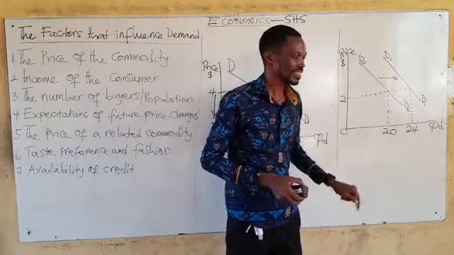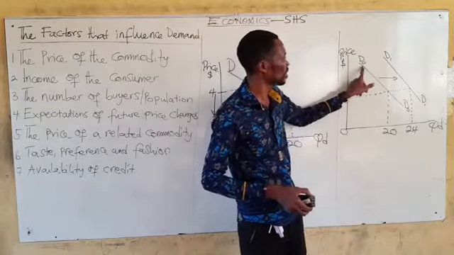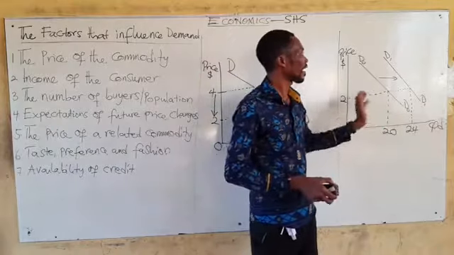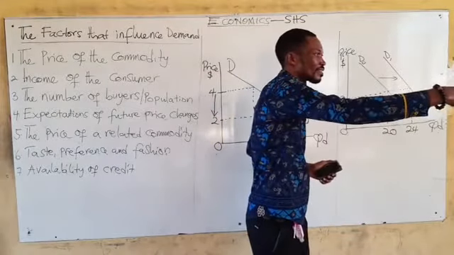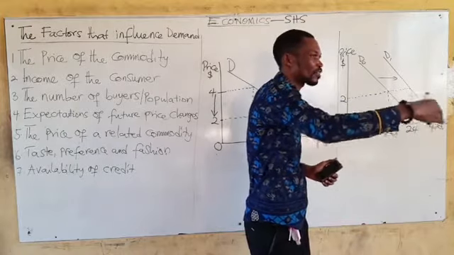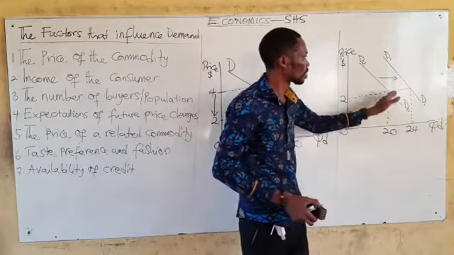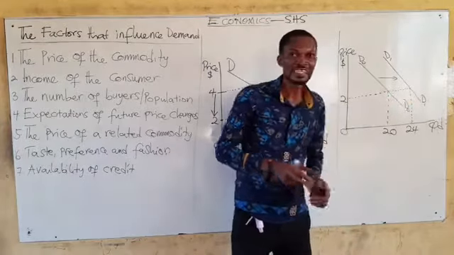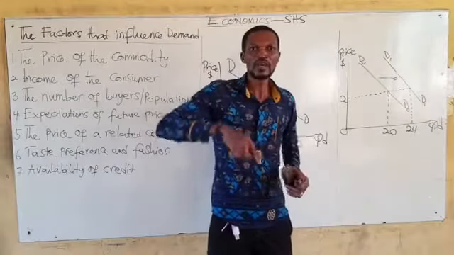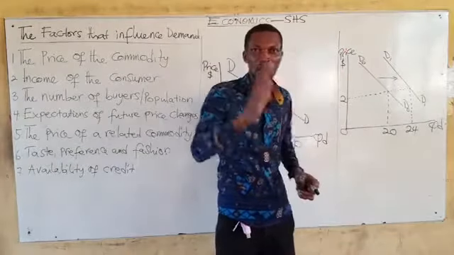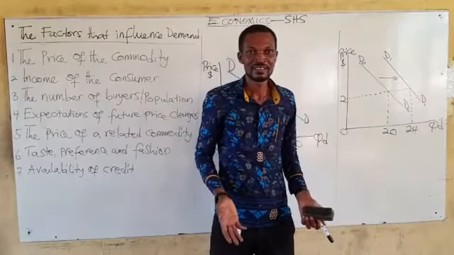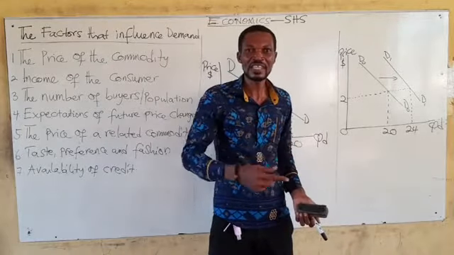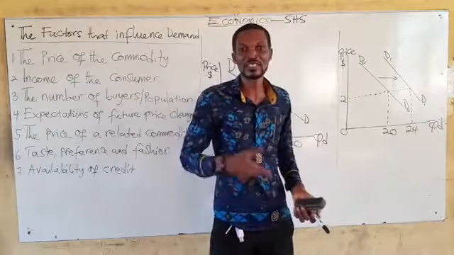Why has the curve moved from D0 to D1? Why has the curve shifted? We say to the right. Why has the curve shifted to the right from D0 to D1? It is because the income of the buyer of that commodity has gone up. Meanwhile, price has not changed. And the person has to buy more because of the income that the person has gotten.